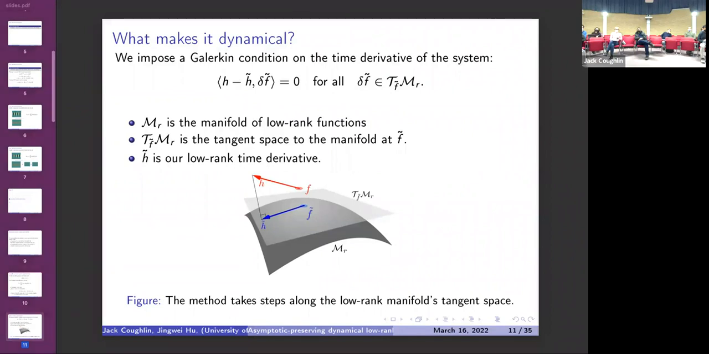And at each time step, we're going to take the time derivative that our system wants to follow and basically project it onto the tangent space of that manifold. And so, of course, as you send delta t to 0, you're going to be stepping along the tangent space, which means you're stepping along the manifold. You're following a trajectory in this low rank manifold.